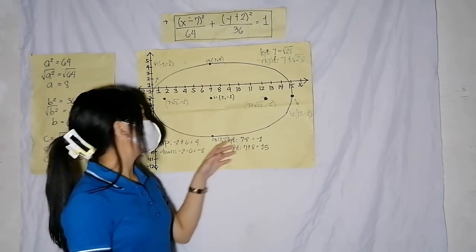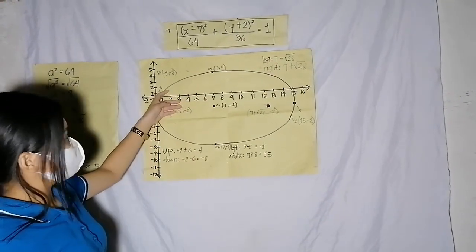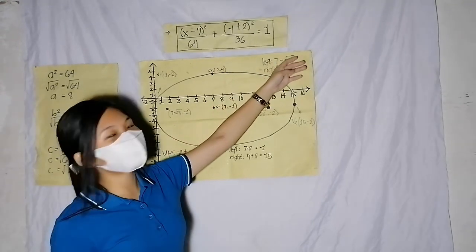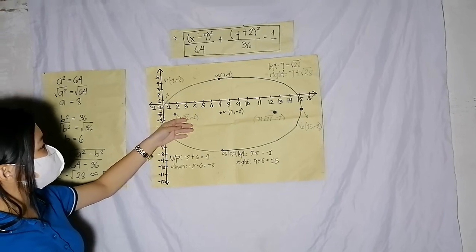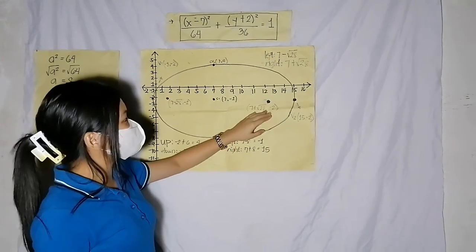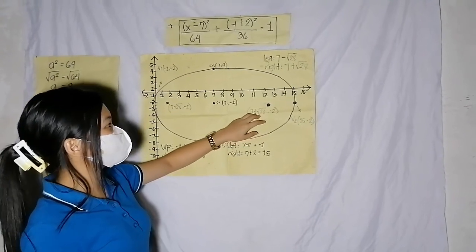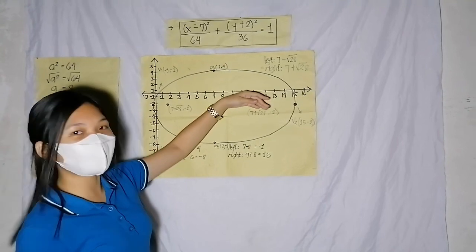Now for the focus, let us locate square root of 28 units to the left, which makes it 7 minus square root of 28 and -2. And now for the right, let us also move square root of 28 units, which makes it 7 plus square root of 28 and -2.